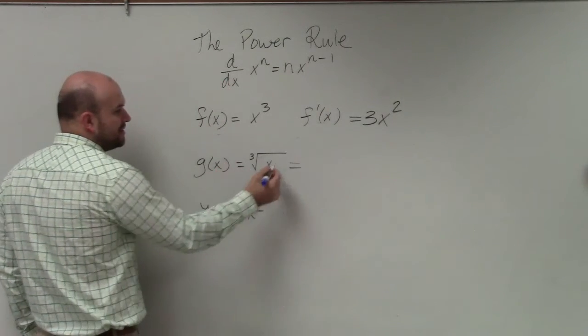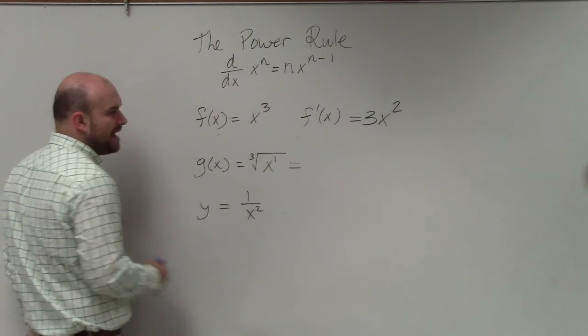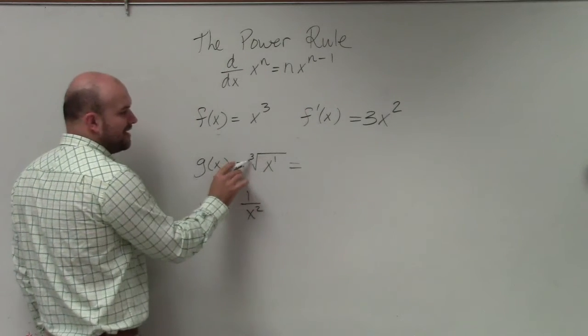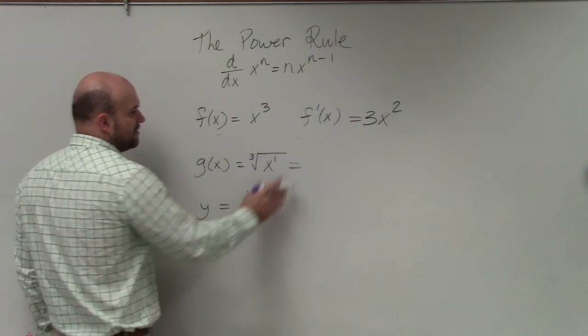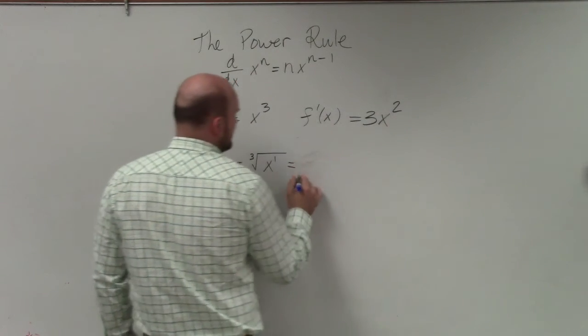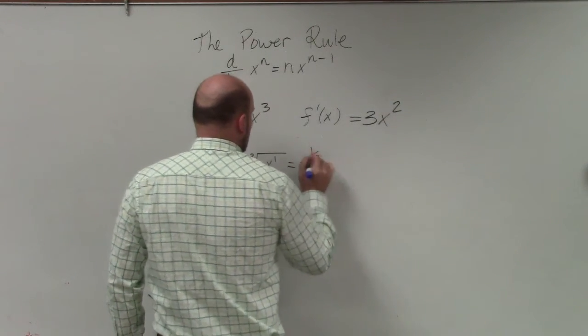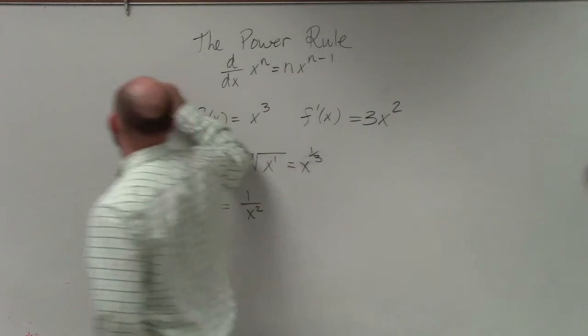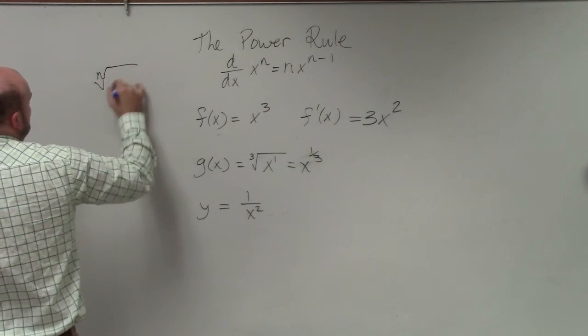If you remember, the rules of rational powers typically state that if we have the cube root of x, therefore, I can rewrite this as x to the 1 over 3. And that rule, the nth root of x, is x to the 1 over n.